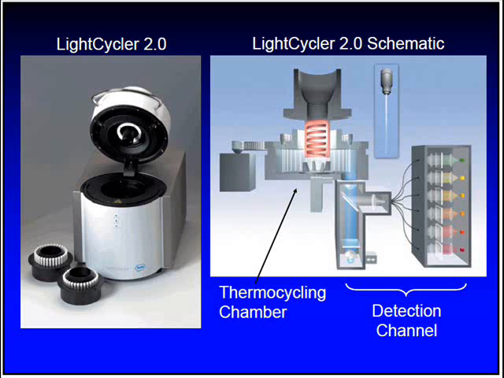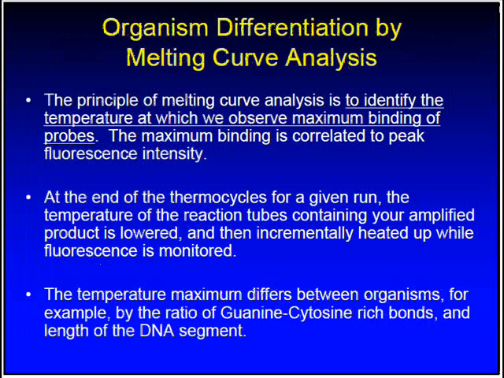The LightCycler is equipped with multiple channel detectors, each for a different wavelength. Melting curve analysis is to identify the temperature at which we observe maximum binding of probes. At the end of the thermal cycles for a given run, the temperature of the reaction tube containing the amplified product is lowered and then incrementally heated up while fluorescence is monitored.